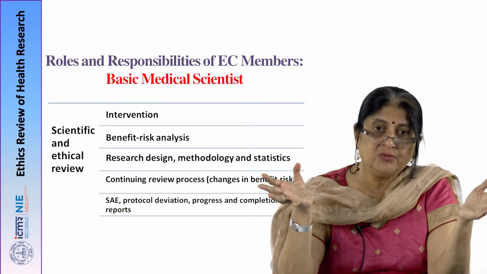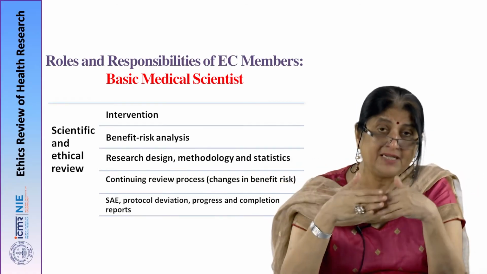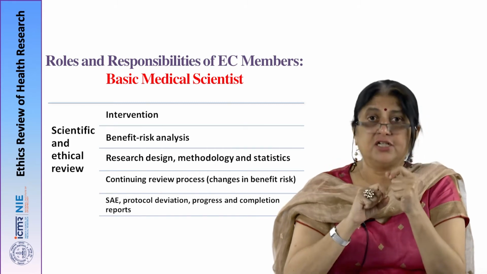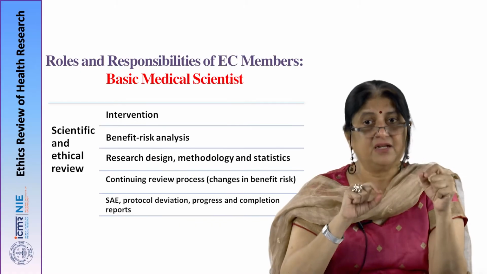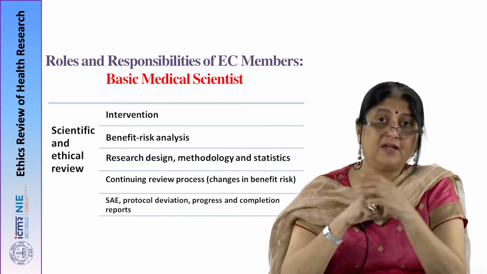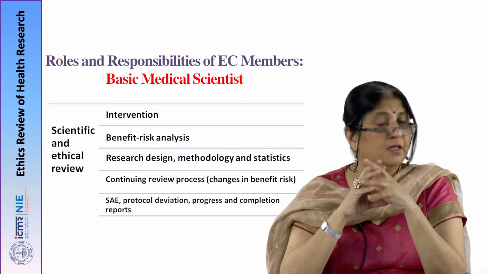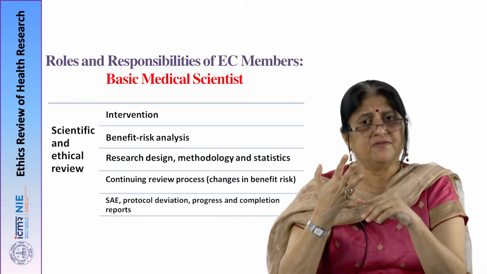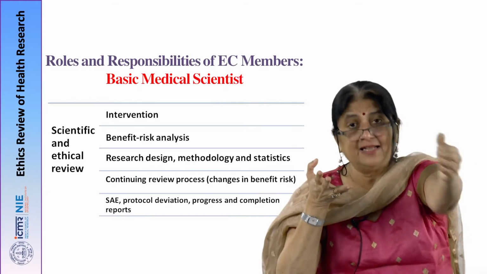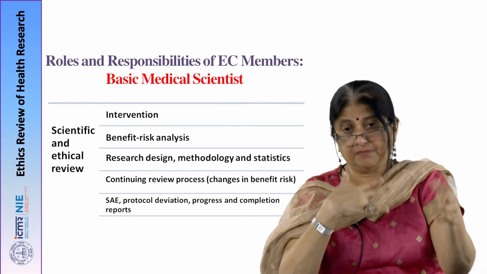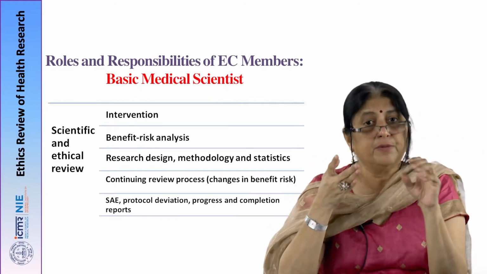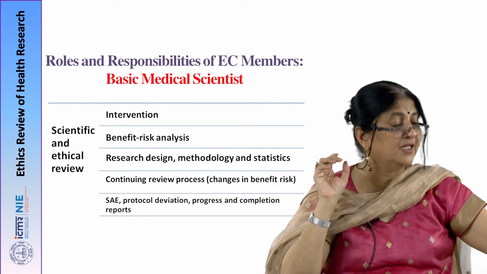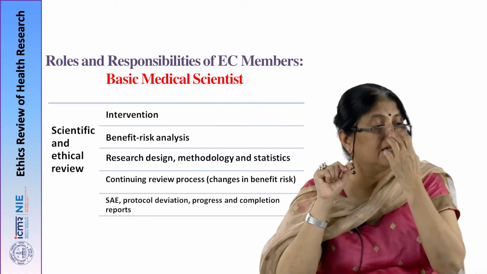Of course, in the continuing review process, the basic medical scientist also needs to assess whether there are any changes in the risks and the benefits, because if so, then the EC may have to change their decisions. They also take a very important role in reviewing serious adverse events, protocol deviations and their impact on patients, and continuing the study, on progress and completion reports, and so on. So these are some of the things that the basic scientist does.